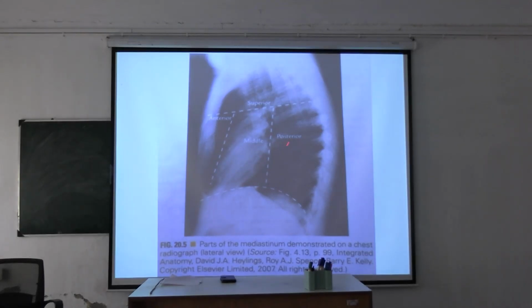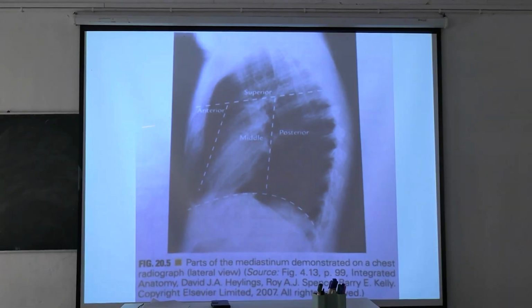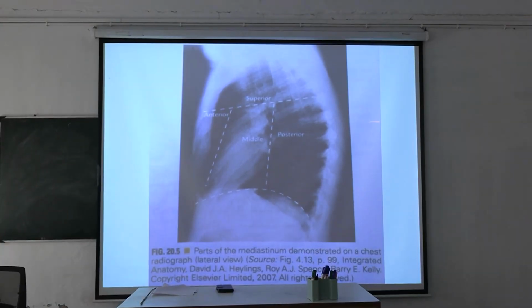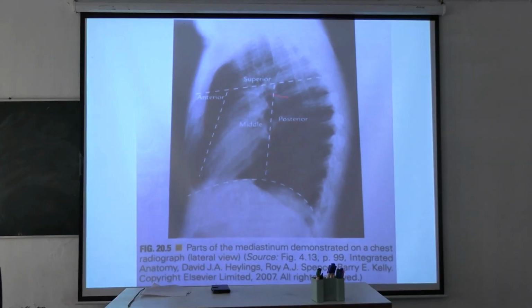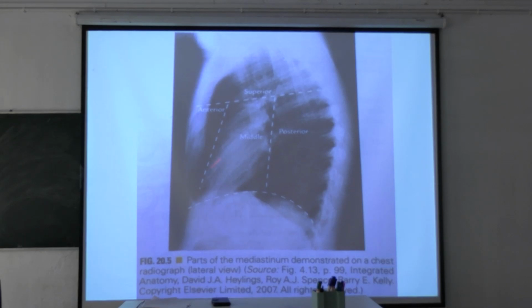So this is a lateral view X-ray. Okay, so this is the transverse thoracic plane. Above it is the superior mediastinum. Here is the anterior mediastinum. This is the posterior mediastinum. And you can see here the heart shadow.